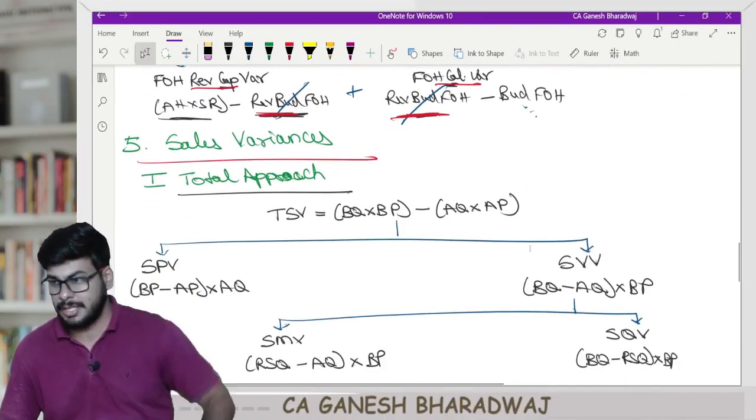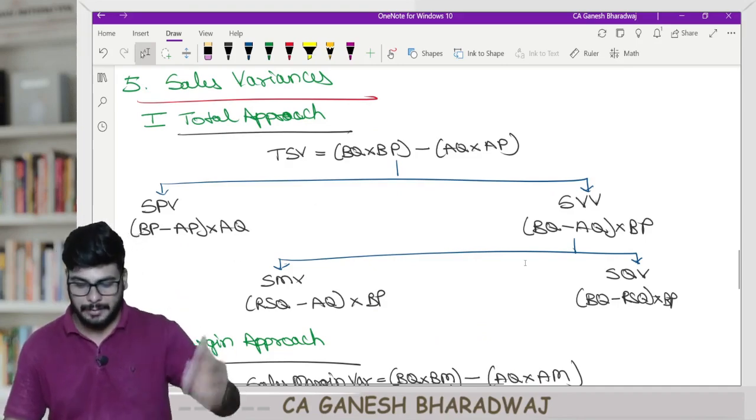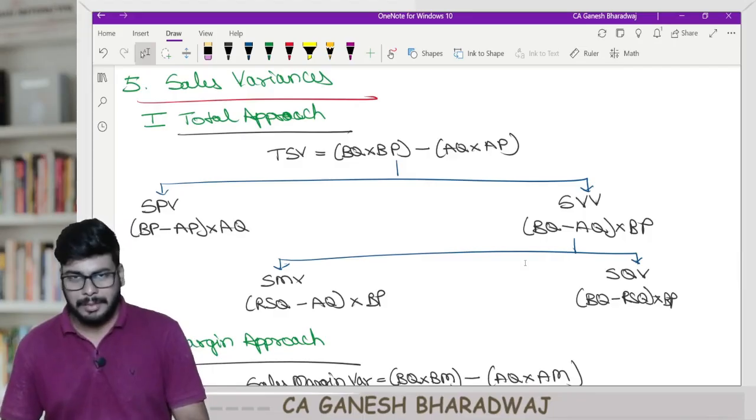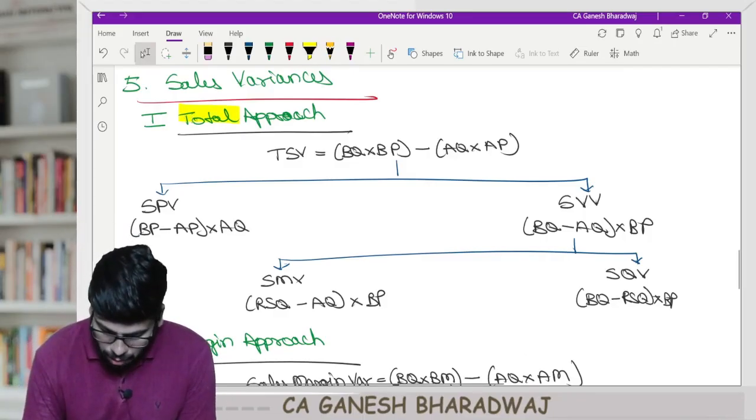That's about the 4 cost side variances. Now let's move on to the next one, which is called the sales side variances. The sales variances. Number 1, sales variance can be done under 2 approaches. One is called the total approach.